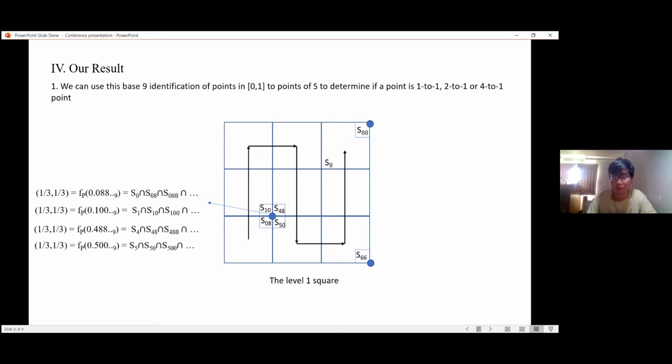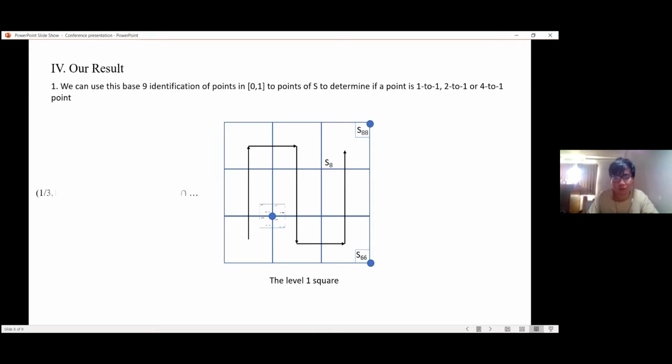But is this a 1-to-1 point, a 2-to-1 point, a 4-to-1? Oh, at the end I say that the 0.088 in base 9 is the same as the 0.100 in base 9. Yes, the same thing. And so I would do these, let's go back and do the first one. Let me see you click through these last four. There, that's good. Okay, so there's the first one.